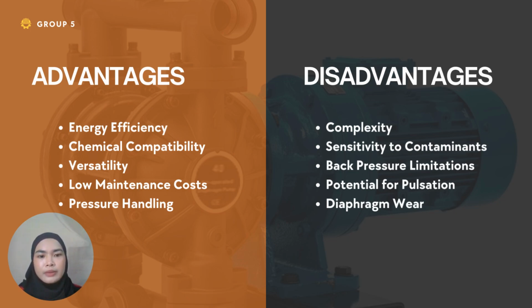The pump also has back pressure limitations. It does not handle back pressure well and must be set to maximum stroke to prime effectively. Diaphragm pumps also have the potential for pulsation. Larger diaphragm pumps may experience high pulsation, which can damage the piping system unless dampeners are used. And the last one is diaphragm wear. Regular maintenance is necessary to prevent diaphragm failure, which can lead to leaks and operational issues.